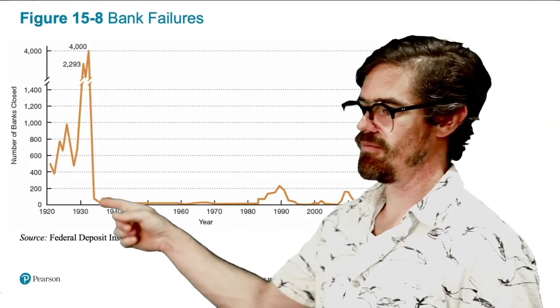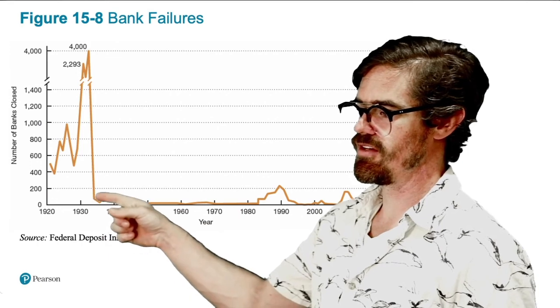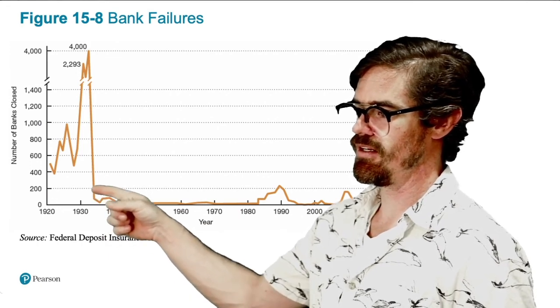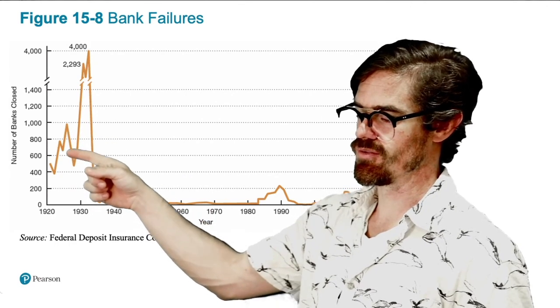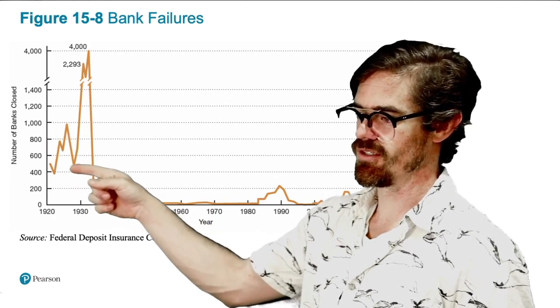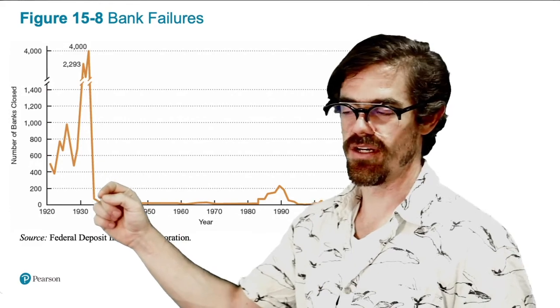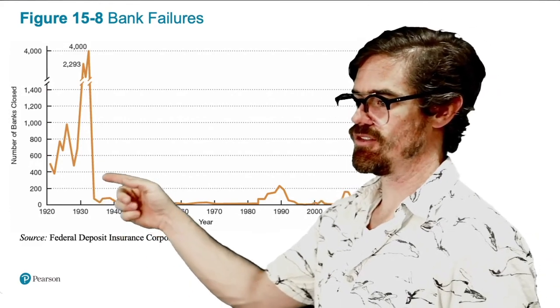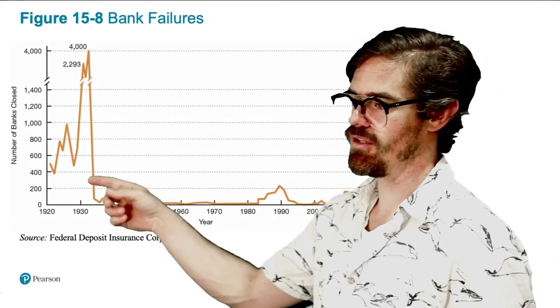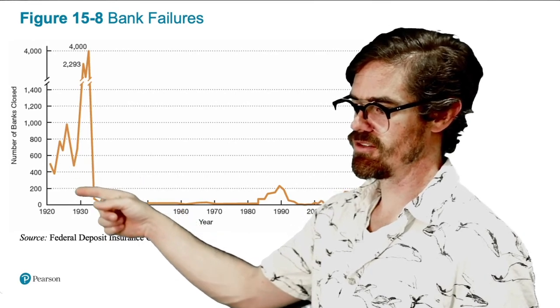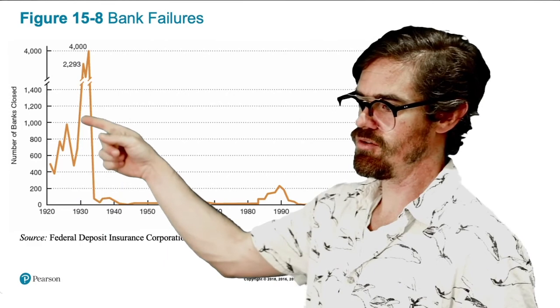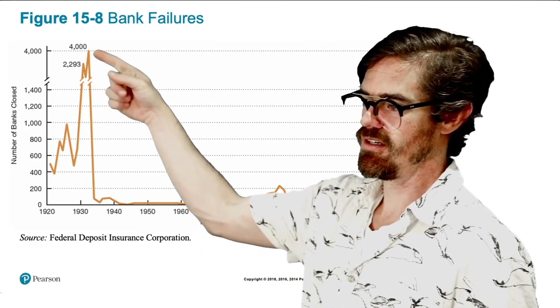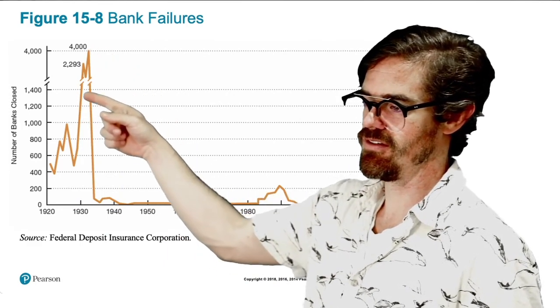We got bank failures before 1933, which is when FDIC was created, right? Pretty high rate of bank failures, right? A lot of banks closing because they were failing. They didn't have enough money to pay their depositors back because of those liabilities. And then, of course, here's right around when the stock market crash happened. Huge spike in bank failures. 4,000 banks at the peak failed.